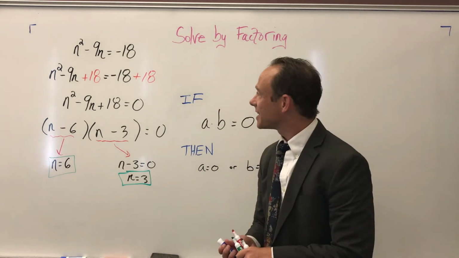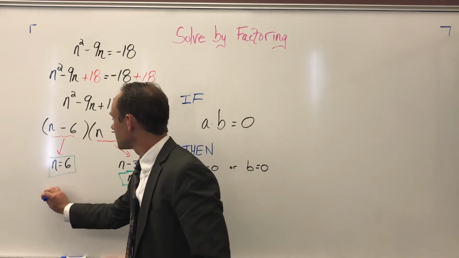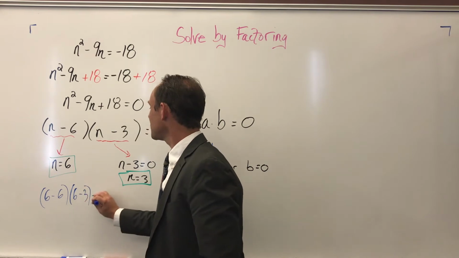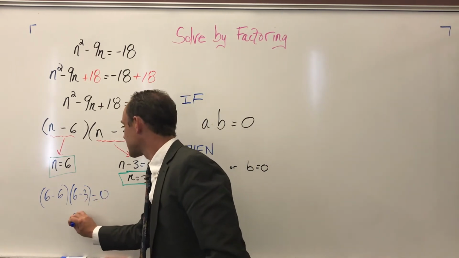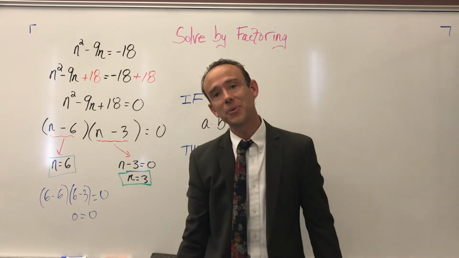You could try checking your solution. If you plug 6 back into this equation, you get 6 minus 6 times 6 minus 3. And that, in fact, is 0 equals 0, because 0 times anything is 0.